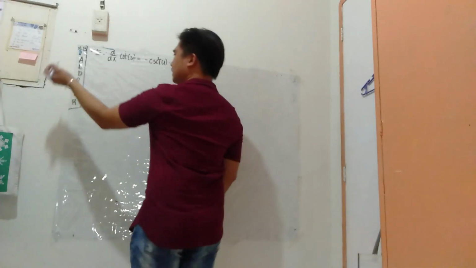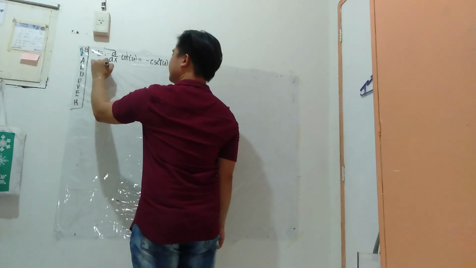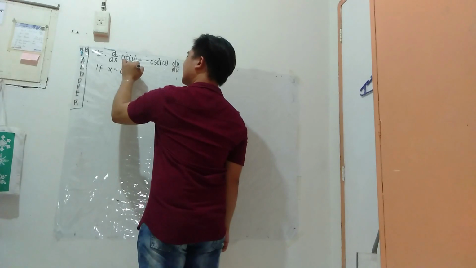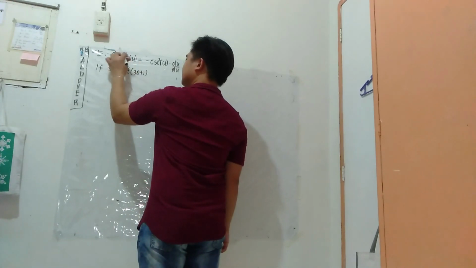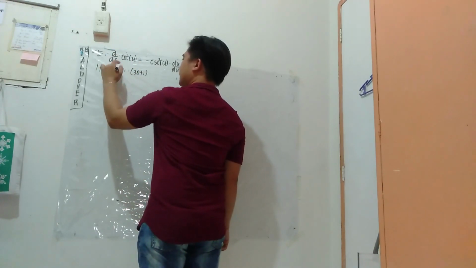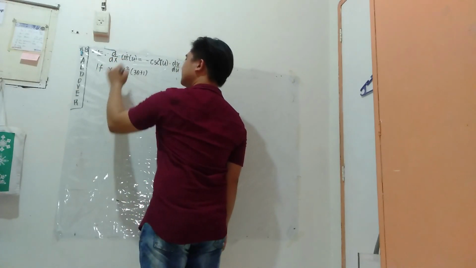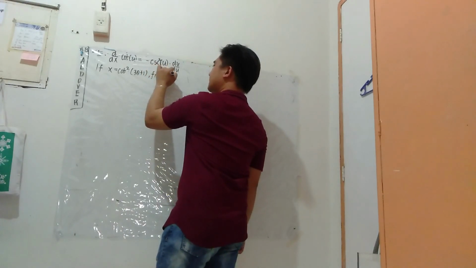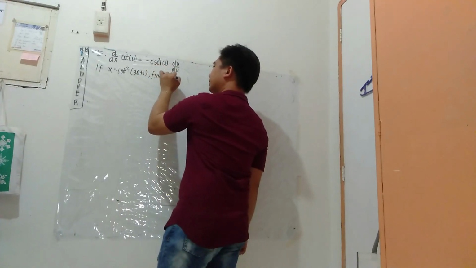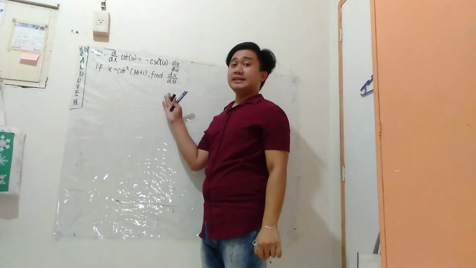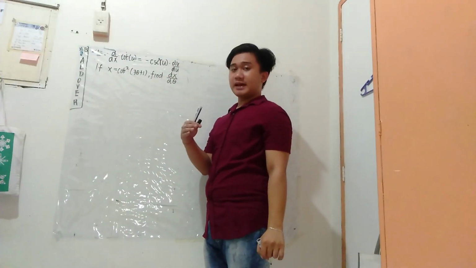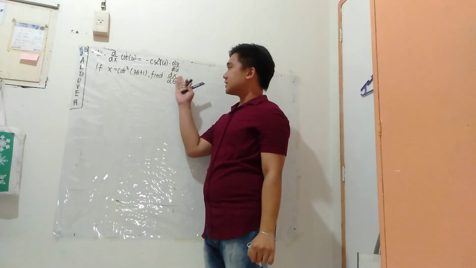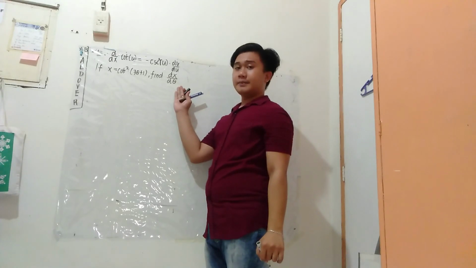Okay? So, solve this problem if x equals cotangent squared 3 theta plus 1, find the derivative of x with respect to theta. So this time, hindi na with respect to x yung pag-derivative natin. With respect to theta na po. Again, derivative of x with respect to theta.